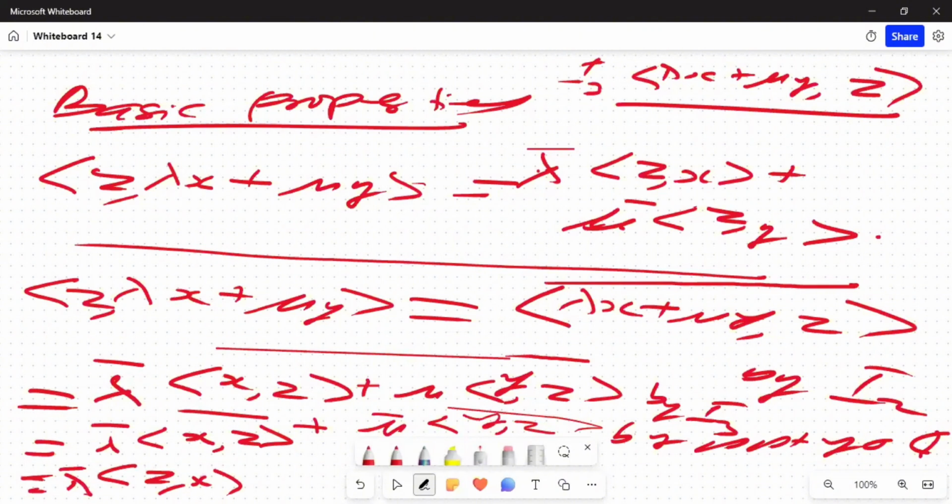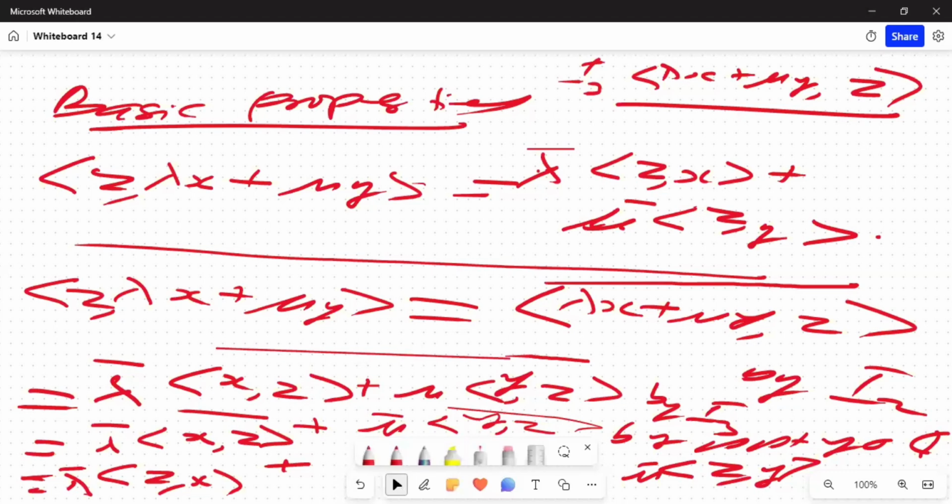Do you remember by I2? Yes, sir. Plus this one, this one is mu conjugate. Instead of saying y comma z conjugate, I simply say inner product of z comma y. Right? So that's how we arrived at this: lambda conjugate inner product of z comma x plus mu conjugate inner product of z comma y. That's how we arrived at that.